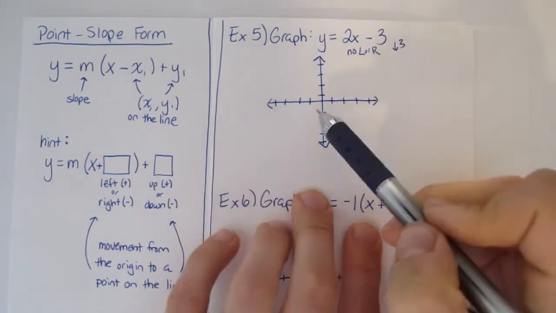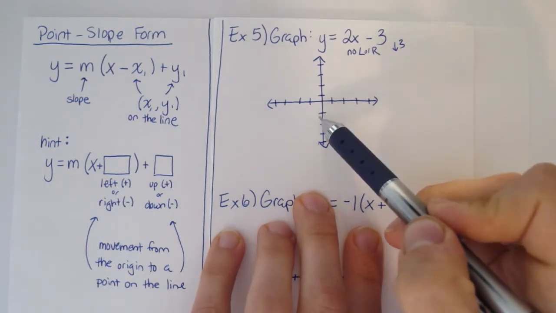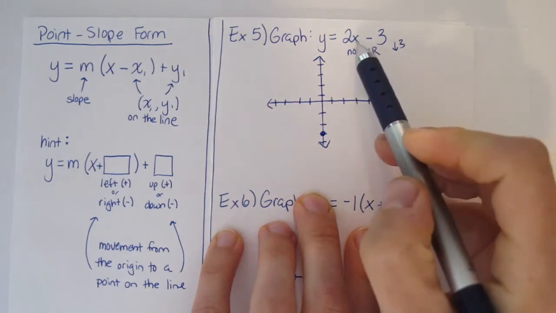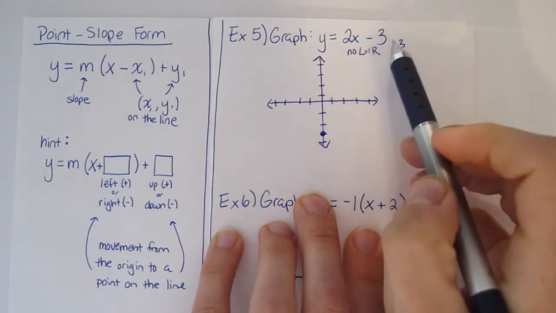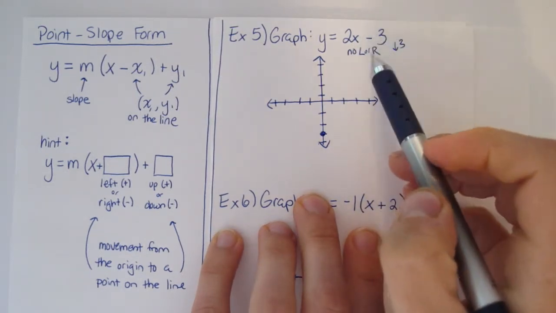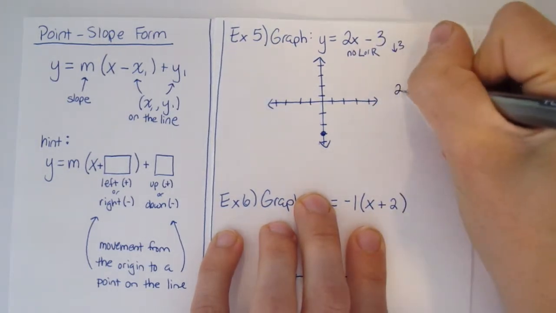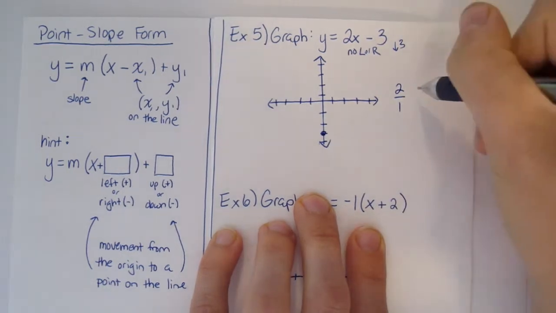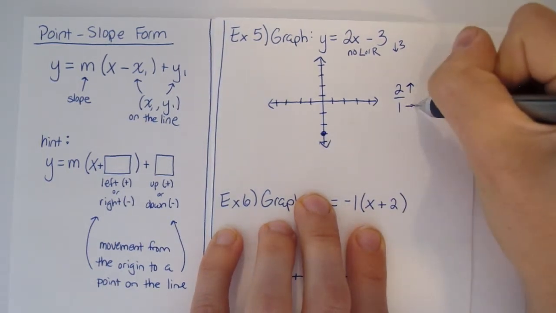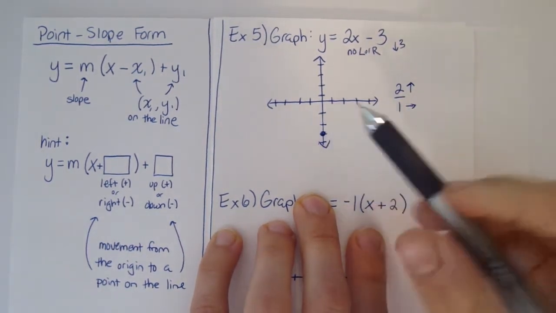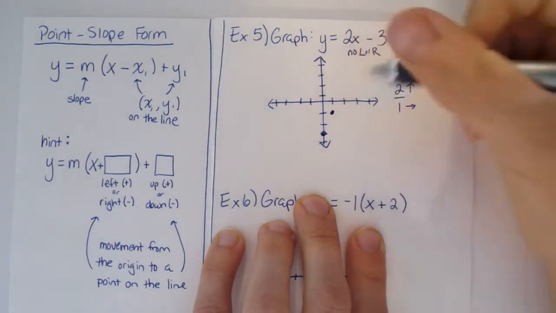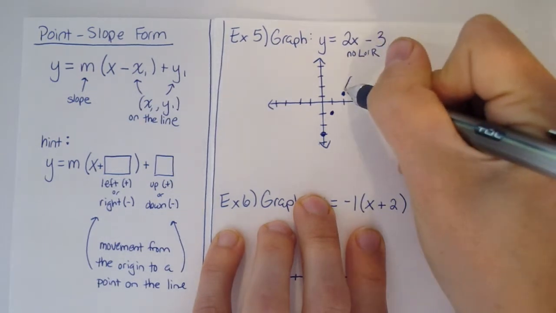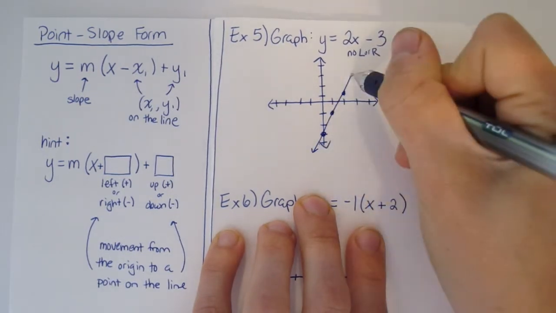So to locate our point, we're not going to move left or right, but we are going to move down 3. Okay? Inside parentheses tells you left or right. Outside of parentheses tells you up or down. And our slope is 2. 2 is the same thing as 2 over 1. So to figure out where to go from there, rise over run. So I'm going to go up 2, right 1, plot a point, up 2, right 1, plot a point, and there's my line.